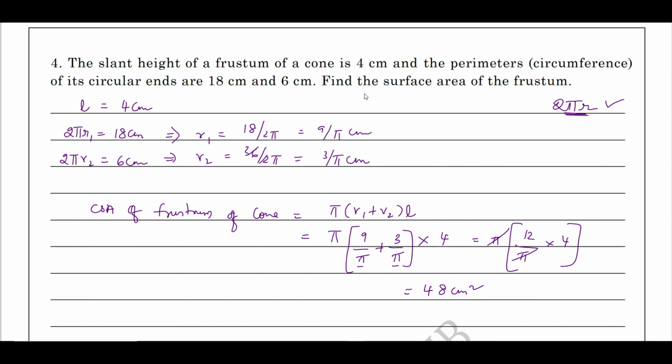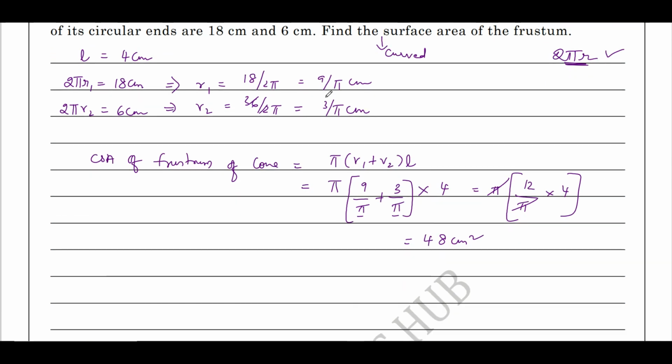Change the question. Find the curved surface area of frustum. If they ask just surface area, what you should do? You should calculate CSA plus top plus bottom, that is total surface area of the frustum of cone. As per the textbook, I'll just calculate the curved surface area of frustum of cone. In the exam, if they ask, you should find out the top and bottom portion also.